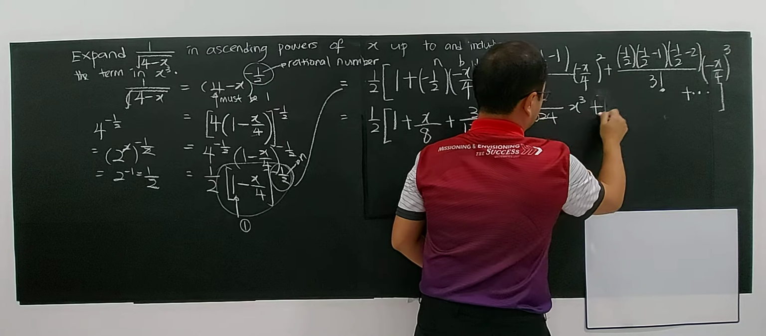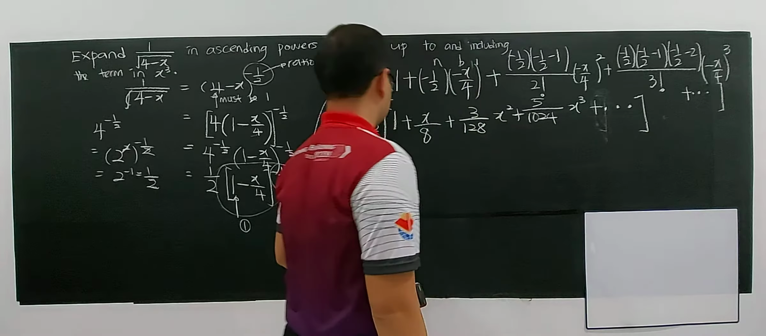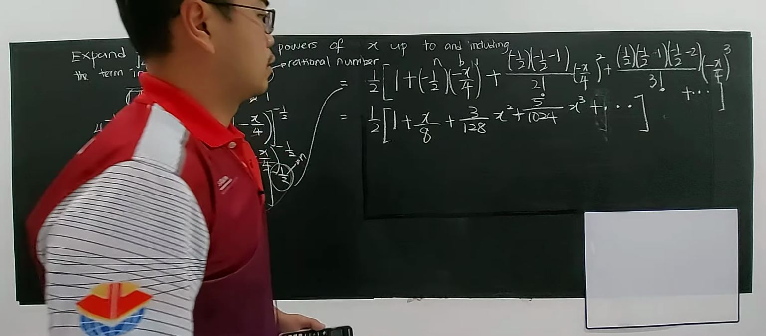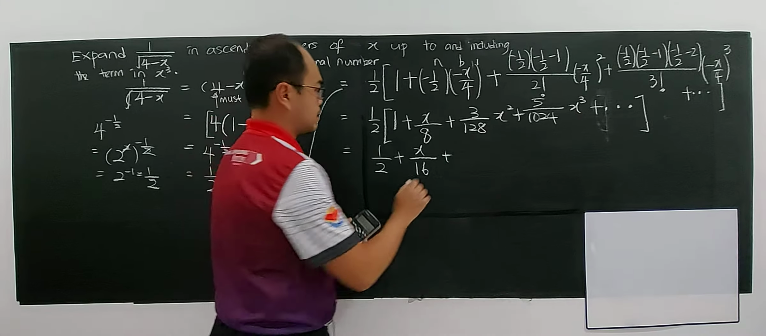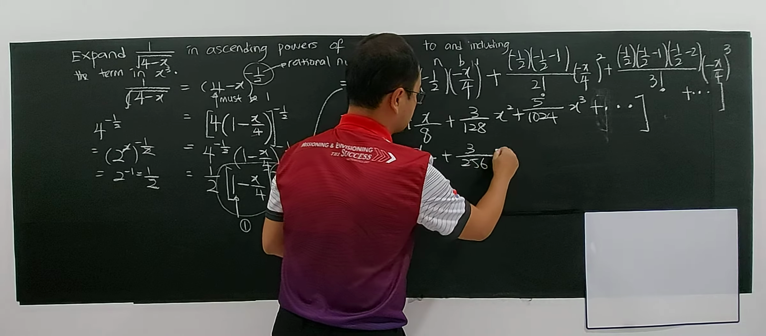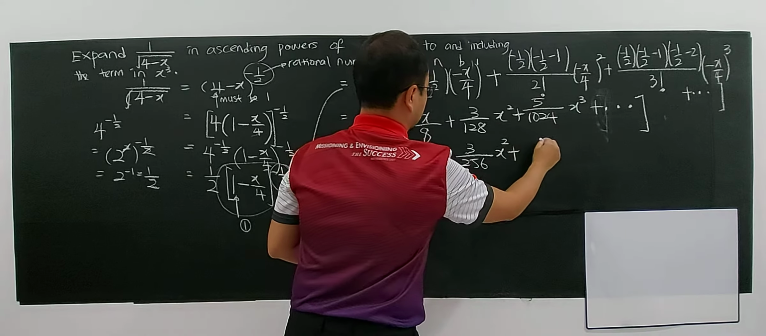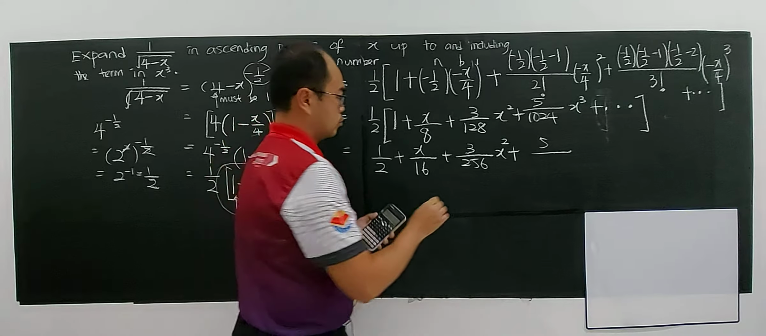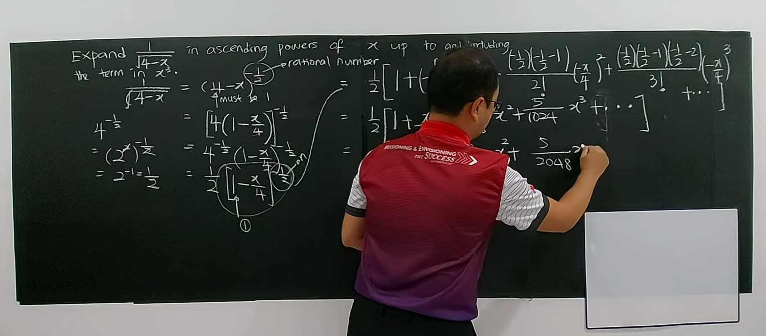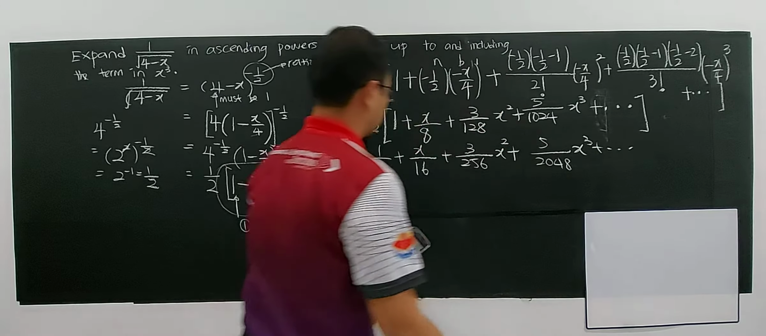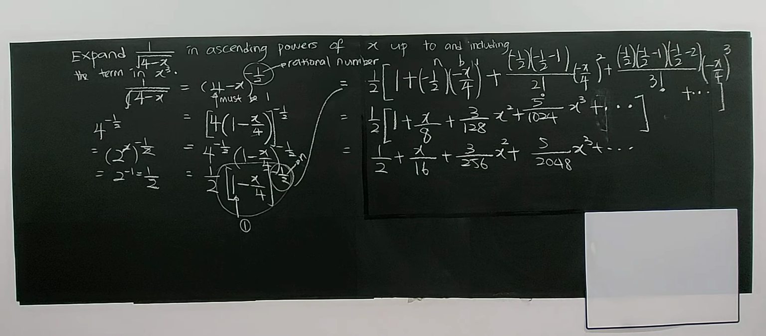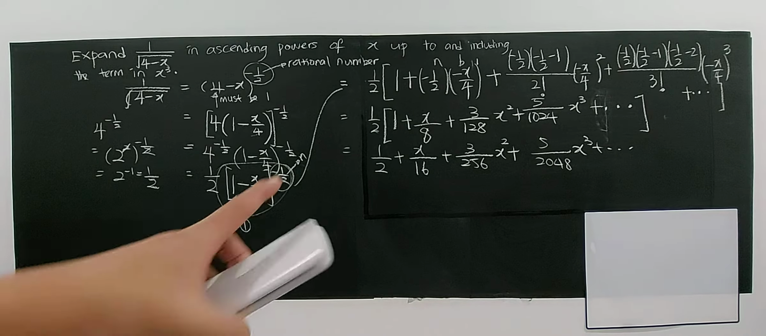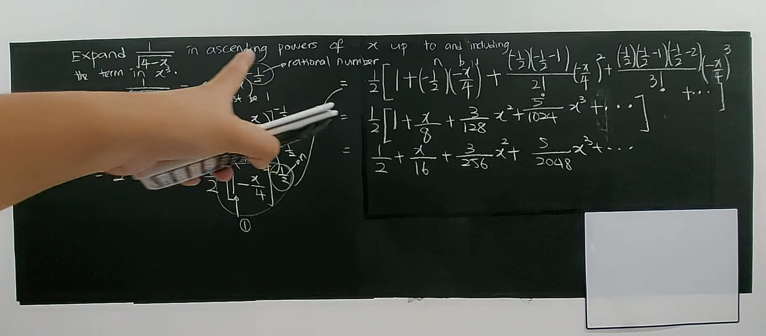You have to write plus dot dot dot. Then you expand: you have 1 plus x over 8, 16. 2 times 128, you have 256. 3 over 256 x to the power of 2, and 5 over 1024 times 2, 2048, x to the power of 3, and so on and so forth. So this is the way you expand a bracket for a rational power. It's not the end yet.